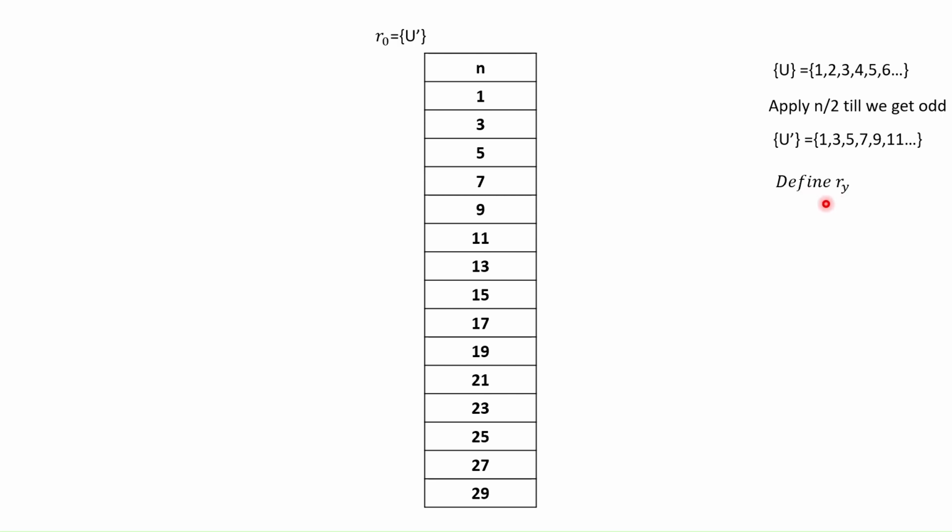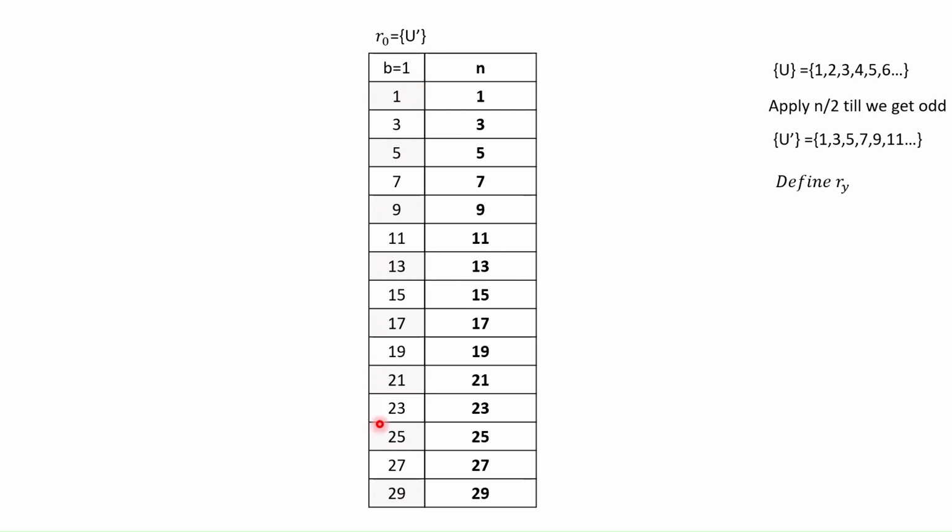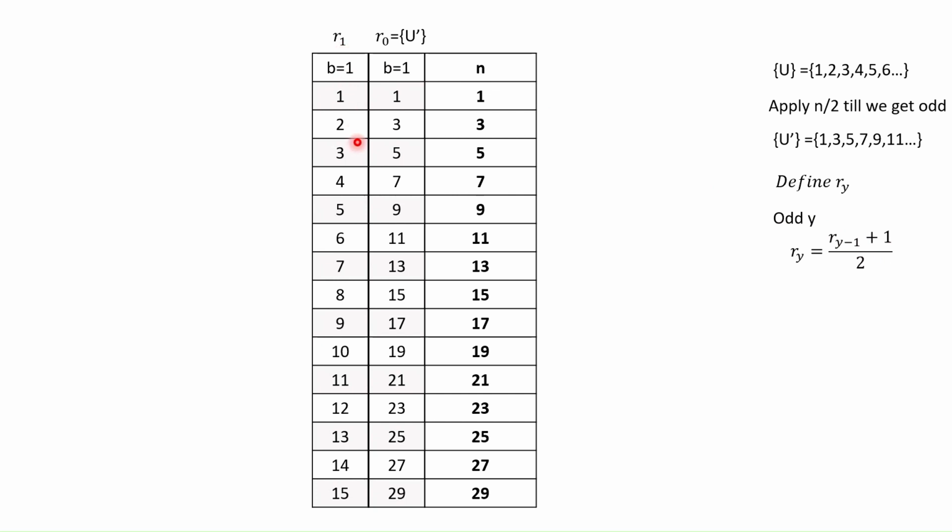Now R_y. R sub 0 is exactly the same set as U prime, no variation whatsoever. This is by definition. Now let's define the rule when y is odd. When y is odd, we will apply the rule R_(y-1) plus 1 by 2. Now say R1, 1 is odd, the rule is going to be, say, let's take the number 3.